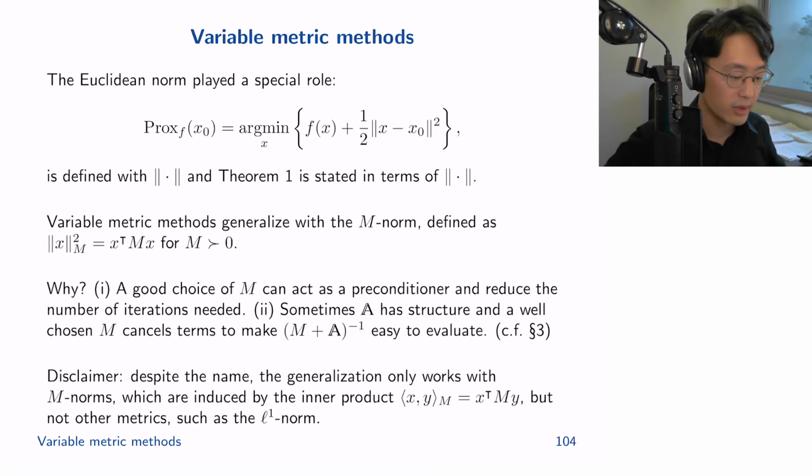And I should make a quick disclaimer. Despite the name variable metric methods, the generalization that we will consider only works with M norms, which are norms induced by the inner product. However, for other metrics, such as the L1 norm, the following analysis does not apply.